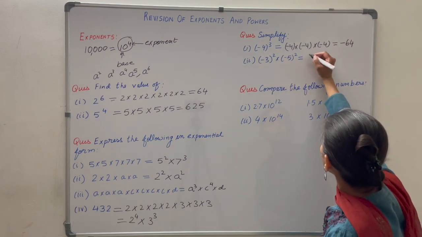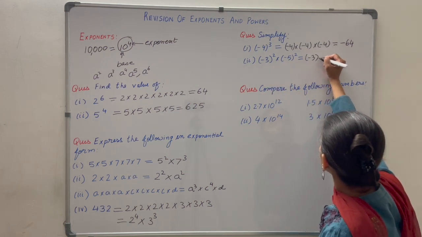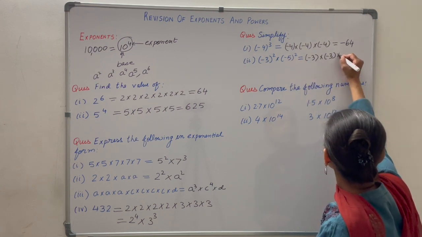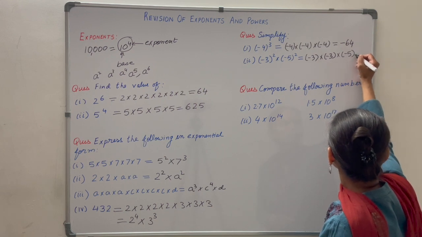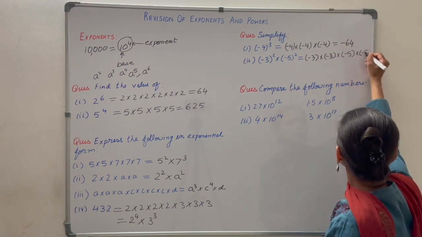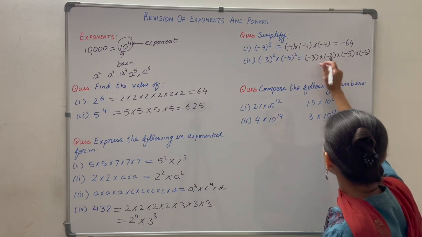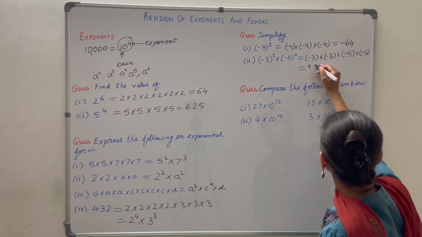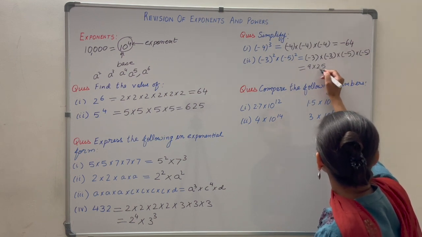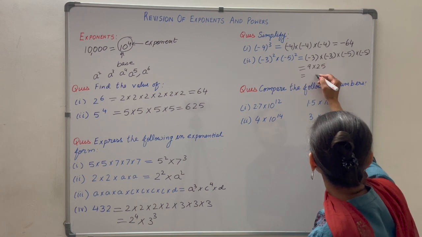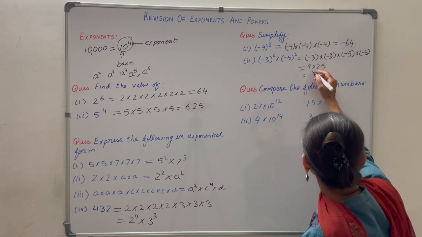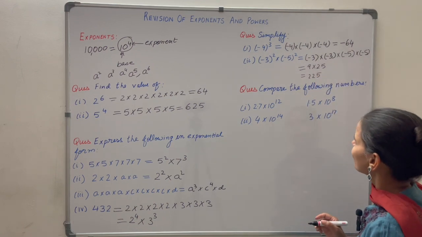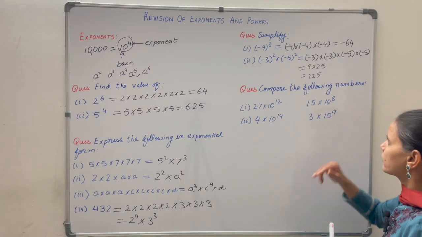Here minus 3 square, that means minus 3 into minus 3. Minus 5 square means you have to multiply it 2 times, minus 5 into minus 5. So minus 3 into minus 3 is plus 9. And minus 5 into minus 5 is 25. So 25 into 9: 9 5s are 45, here you got 4. 9 2s are 18. 18 plus 4 is 22. So you get 225.